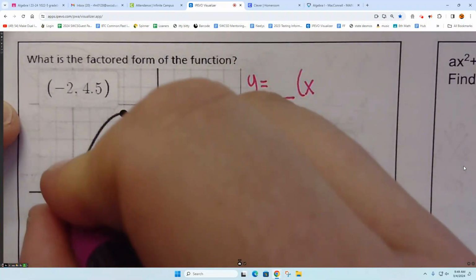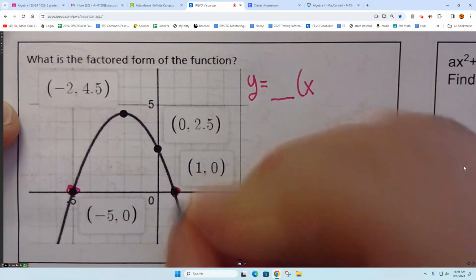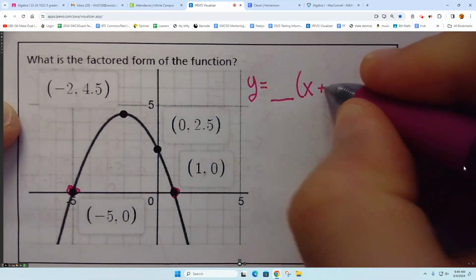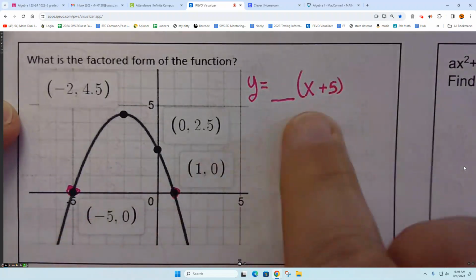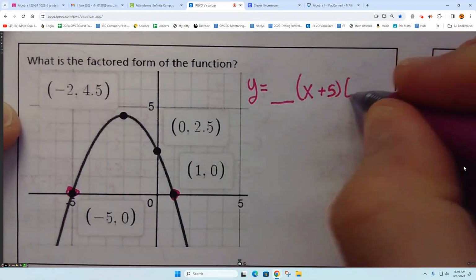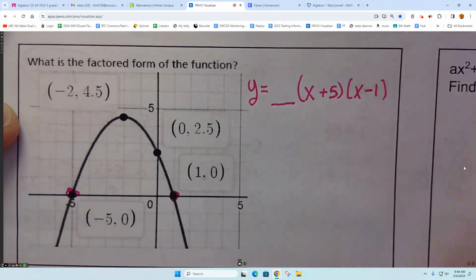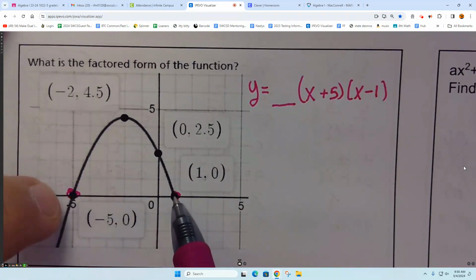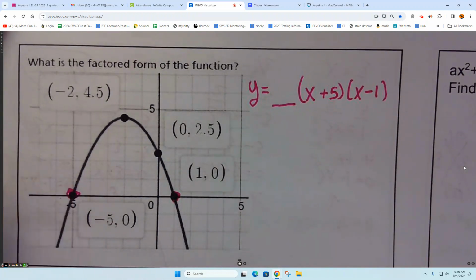My zeros are -5 and 1. Somebody tell me what to put with that X. X plus 5, because if I plug a -5 in, it's going to make that 0. And X minus 1. Again, I know my A is not 1 because it's going down. I get to pick any point I want, except the two that make up the zeros, because it'll do weird things.